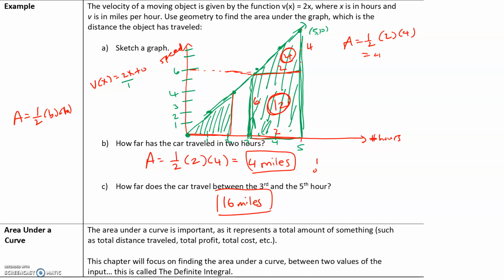Here's a key point I want you to understand. The area under the curve is important because it represents a total amount of something, such as total distance, total profit, total cost, etc. So this chapter is going to focus on finding the area under the curve between two values because, again, this area is going to represent something important. And this is called the definite integral. Definite means it has a starting point and an ending point. That is a definite integral. Integral refers to the area under the curve.